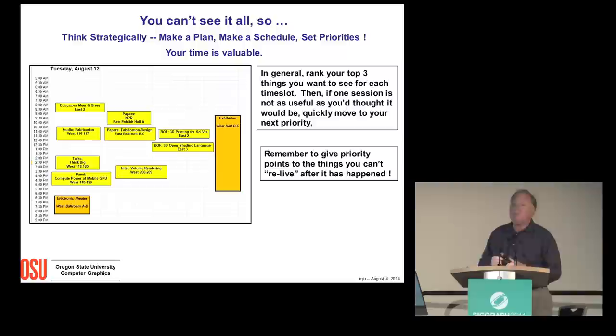But what it means is you need a strategy. And I'll show you what I did, and it took me several years to evolve this. For every day, I make a little chart, and here are the times of day, and then I go through the little schedule booklet you got when you registered, and find the things I really want to see. And I write them down. But notice for every time slot, there's oftentimes more than one thing.